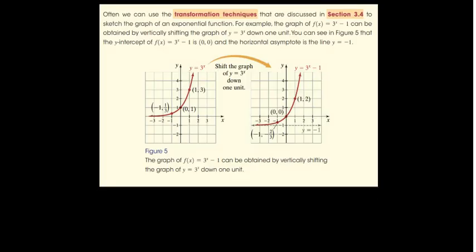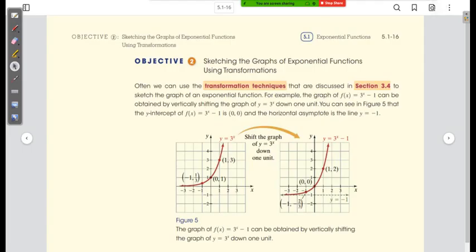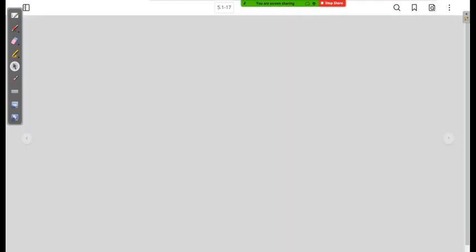As I said before, the transformations that we did in 3.4, we're going to be doing the exact same things here. Similar to what I did then, if I added or subtracted to the parent function, it was a vertical shift. If I added or subtracted to the variable, it was a horizontal shift. And of course, we've seen the reflection about the x-axis already. So this page, it's there, but I'm not going to read it because it's things we've done. Just kind of a reminder.